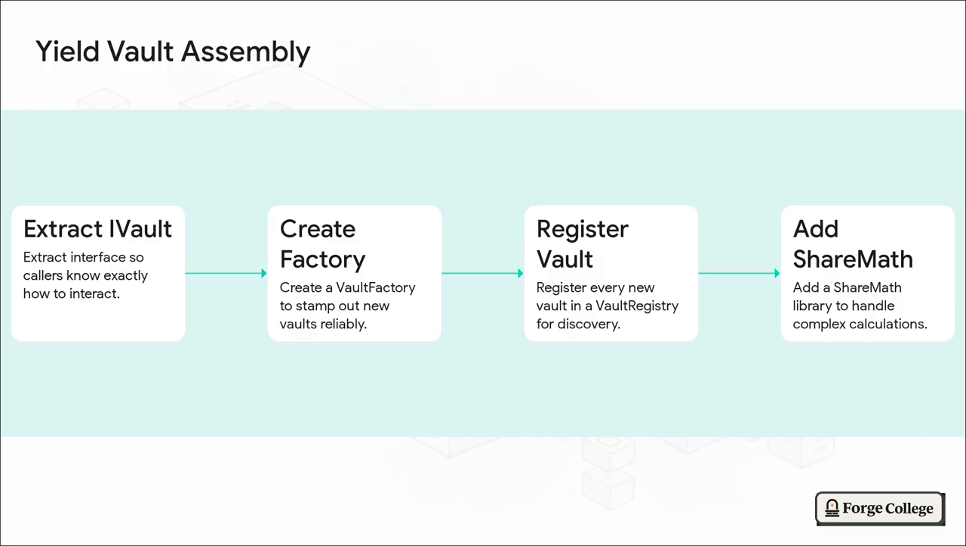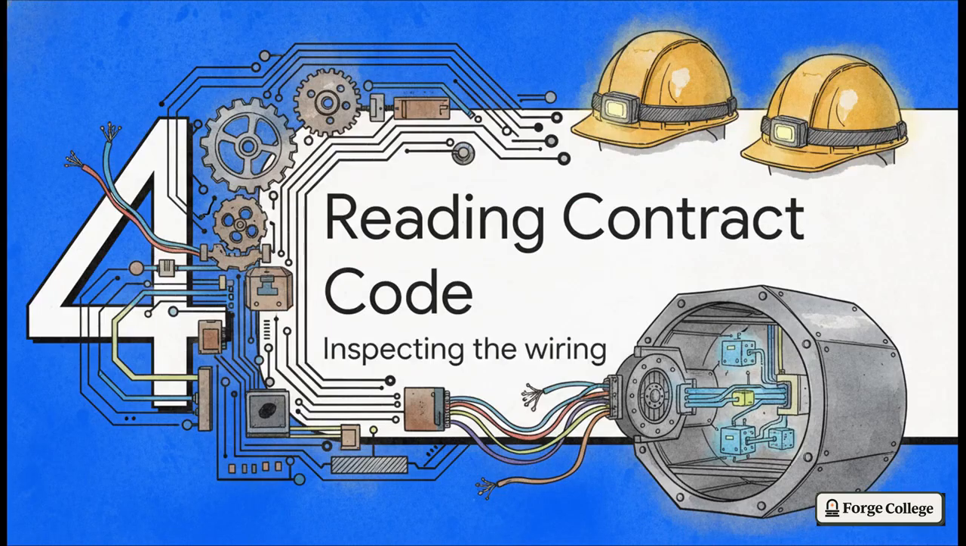By separating all these duties, adding a brand new yield strategy later on means you only have to write the strategy-specific logic. The rest of the infrastructure? It's already handled for you. Section 4. Reading the smart contract code, inspecting the wiring.